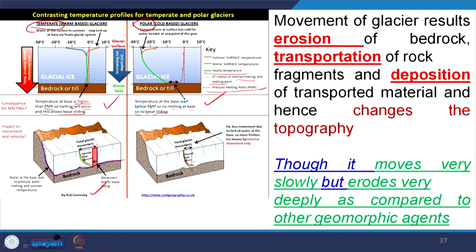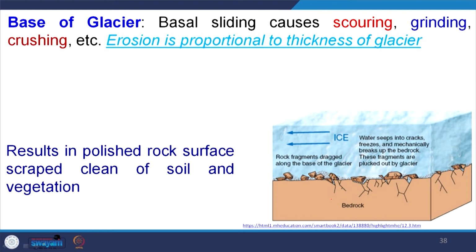Similarly, this glacier also erodes, transports and deposits material, but the difference is that glacier erosion is much deeper as compared to water or wind erosion. That means glacier can erode up to a deeper level as compared to other geomorphic agents. Though it moves very slowly, it erodes very deeply. So, this is the difference between these other geomorphic agents and glacier. It results in polished rock surface.